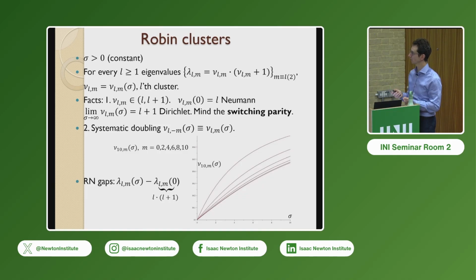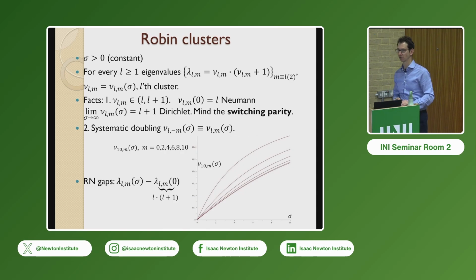The fact is that for every positive sigma, this nu_LM is going to be a number between L and L plus 1. Obviously, it's not going to be an integer any longer. At 0, this corresponds to Neumann, so it is equal to L. And at infinity, it's going to converge, strictly increasing, to L plus 1.